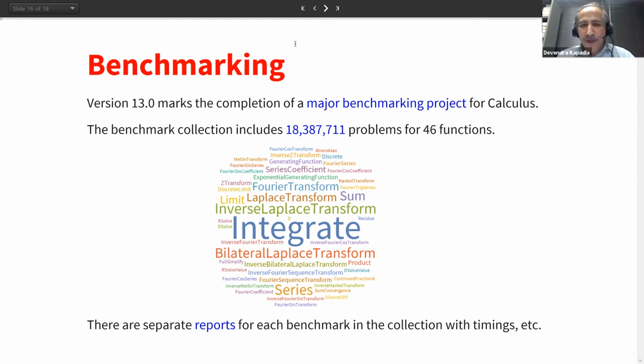And then over a number of years, we have built this huge benchmark, which as of today has got 18,387,711 problems for 46 functions. So here's the word cloud, which shows them all. And the winner over here is Integrate, of course.